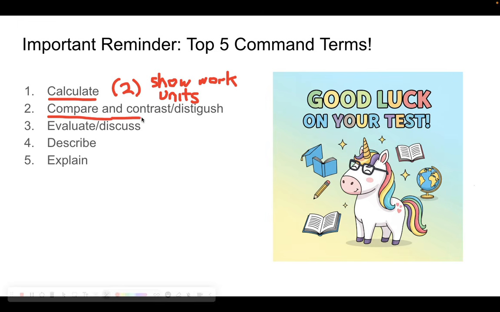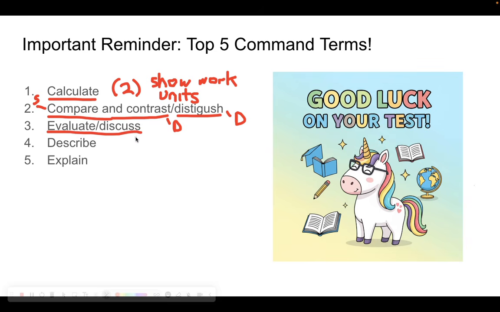A lot of times compare and contrast or distinguish come up. Compare is similarities, contrast is differences, distinguish is differences. So make sure, especially if all they're asking you to do is distinguish, that you are giving differences about the two things that they are asking you about.